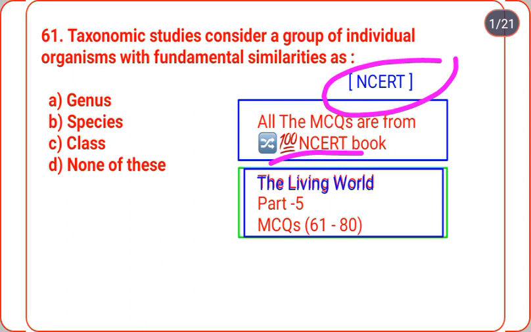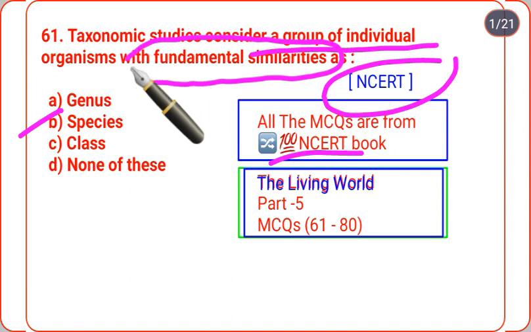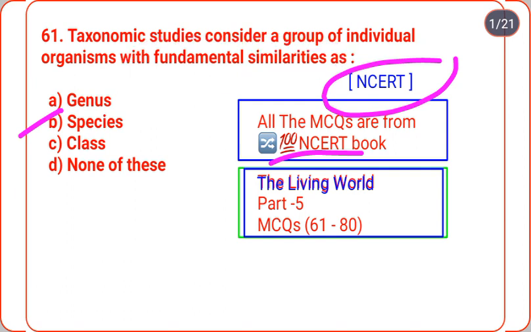So here our correct answer is species, means taxonomic studies consider a group of individual organisms with fundamental similarities, obviously a species. By this we can find out the correct answer. A group of individual and fundamental similarities. So in this question the correct answer will be option B, species.